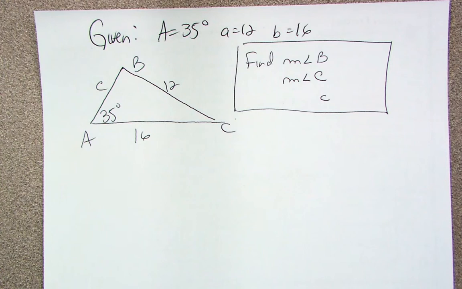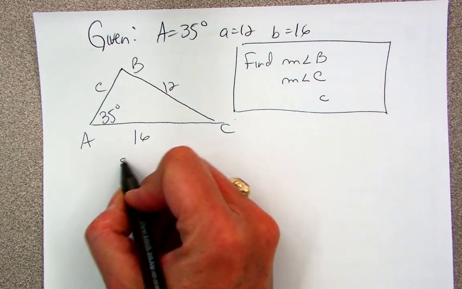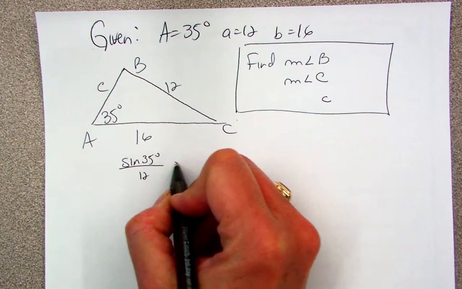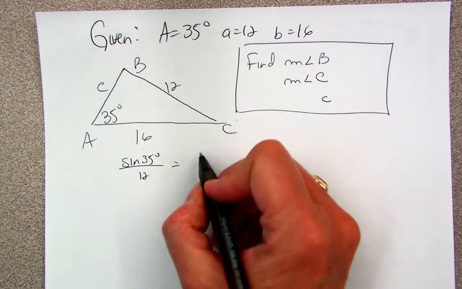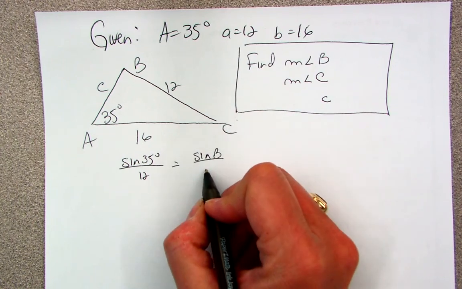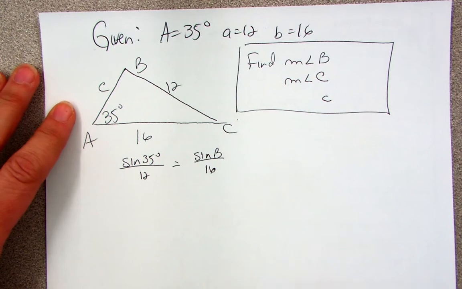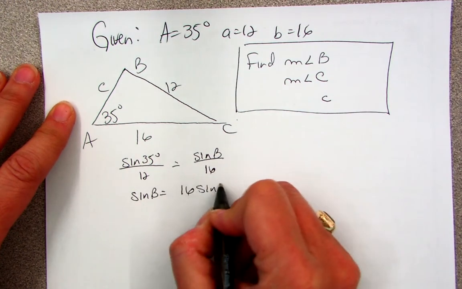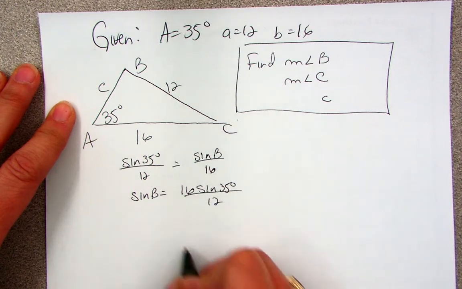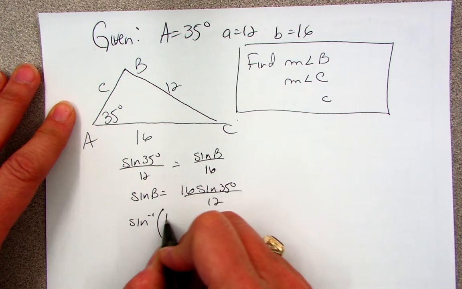Well, I can't go find the third angle because I have two of them missing. Okay, so I'm going to start using my law of sines to solve this oblique triangle. My completed ratio is the a's, so sine of 35 degrees over 12. Oh, I can't do the c's. I guess I have to pick the b's. Sine of capital B over 16. So I need to isolate sine of B. Sine of B equals 16 times sine of 35 degrees over 12. I'm going to have to do some inverse trig.